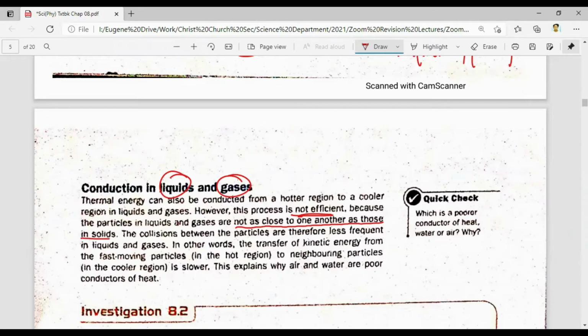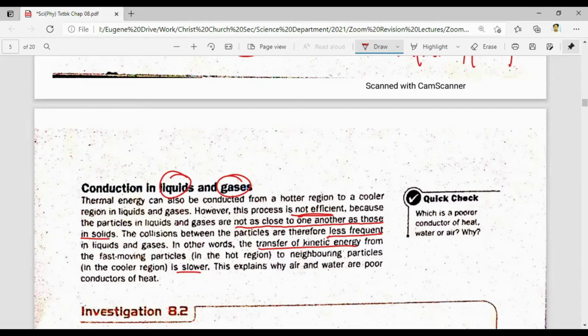When they are far apart, they collide less frequently. If they collide less frequently, are they able to pass energy quicker? Of course not. They actually pass it down slower. So the key idea: it's not efficient because the particles are not as close compared to solids. Therefore, collisions are less frequent, and hence the transfer of energy is slower. So do take note, liquids and gases are poor conductors.